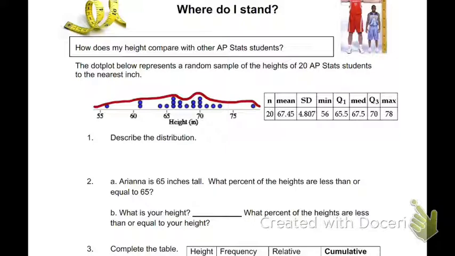Ariana is 65 inches tall. What percent of heights are less than or equal to 65? 25%, 5 out of 20. So we would say that Ariana is at the 25th percentile. For your height, obviously everybody's answers are going to be a little bit different.